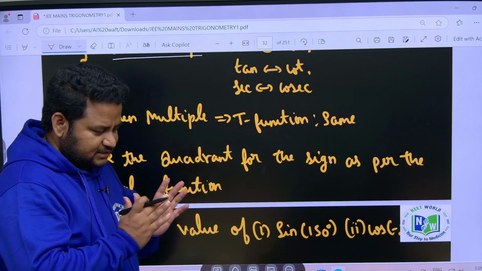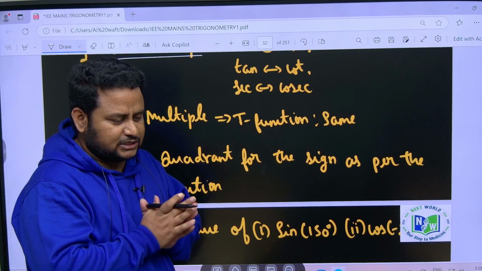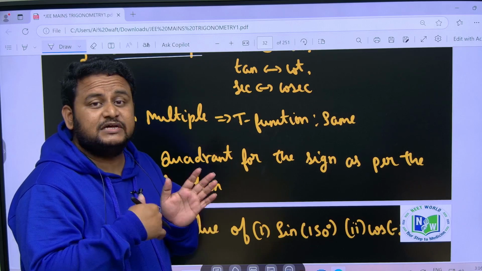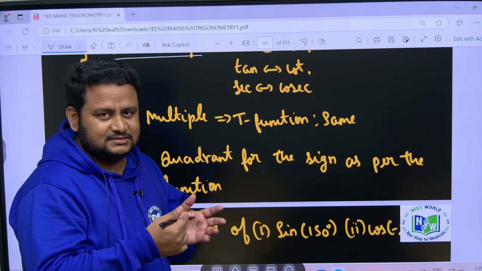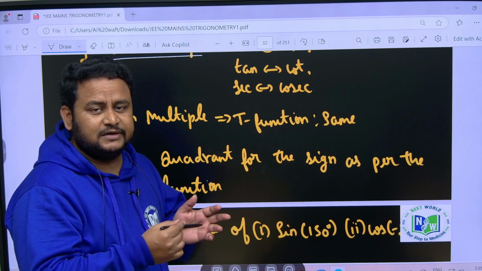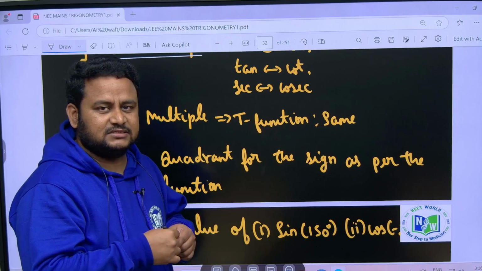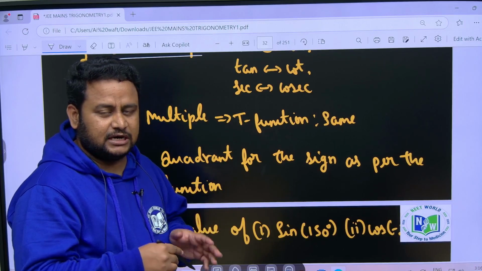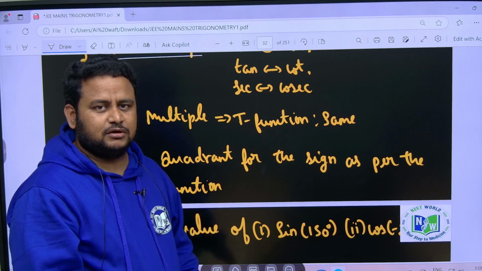By looking at whether pi by 2 is odd or even, you understood whether sine will become cos or sine will remain sine. But what about the sign? I am talking about whether it is plus or minus. For that, you have to check the quadrant. Suppose it is the first, second, third or fourth quadrant. Based on that, you have to see.